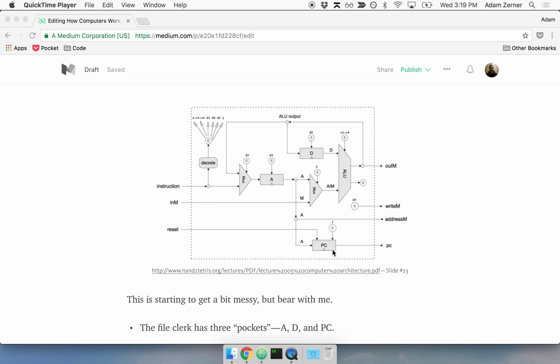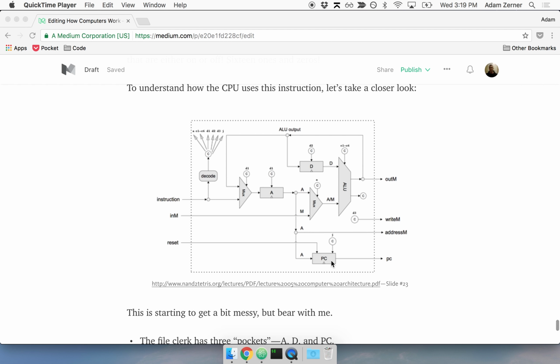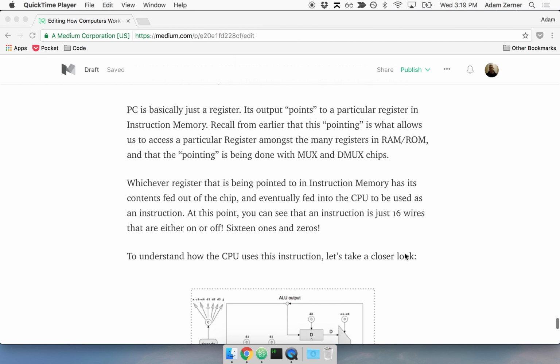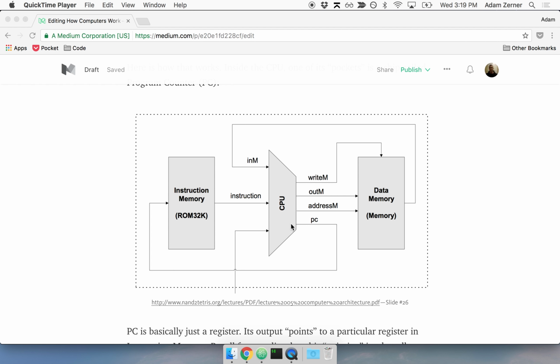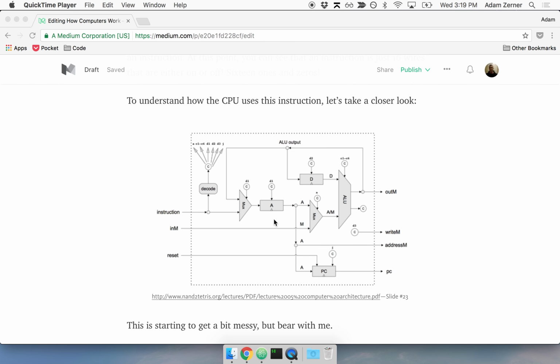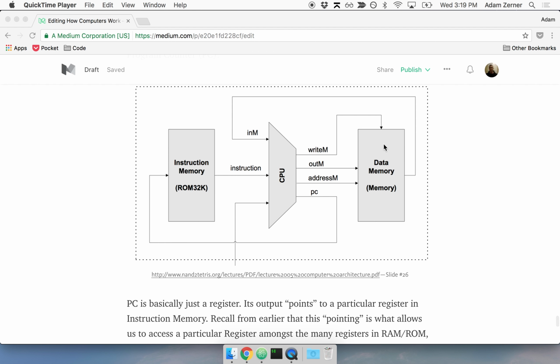Okay, so something similar is happening with the PC pocket. It's pointing to one of the registers in instruction memory. You see that PC is being outputted over here, and you can see in this diagram, PC is going to point to something in instruction memory, and then whatever register it's pointing to has its contents outputted and fed back into the CPU. So we've got these two pockets that are basically pointing to something here and pointing to something here. So the CPU is looking at something in data memory, and it's looking at an instruction.